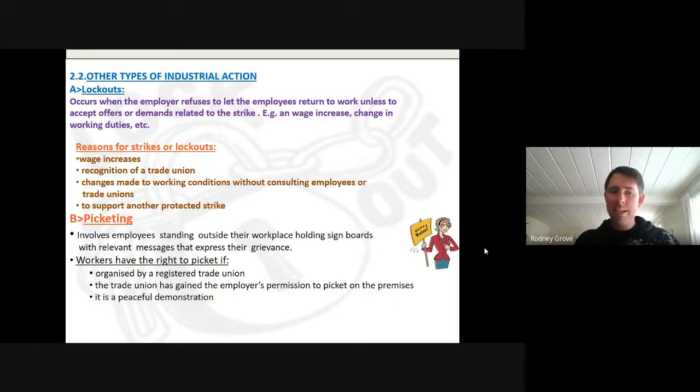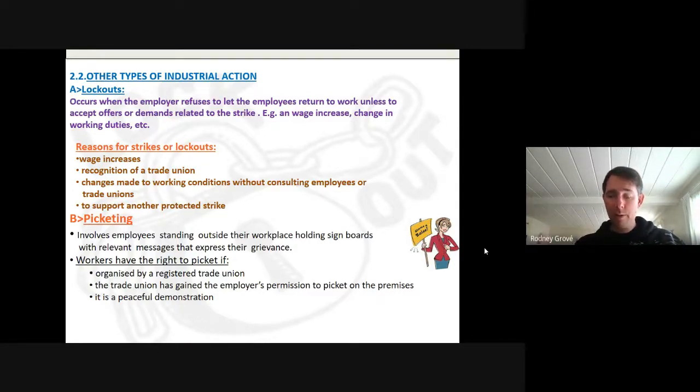If you don't recognize the trade union, you are saying, I'm not going to negotiate with the trade union, I'm not collecting membership fees for that trade union, etc., etc. So they can go on strike to recognize the trade union, to force the employer to recognize that trade union. Then changes made to working conditions without consulting employees or trade unions.